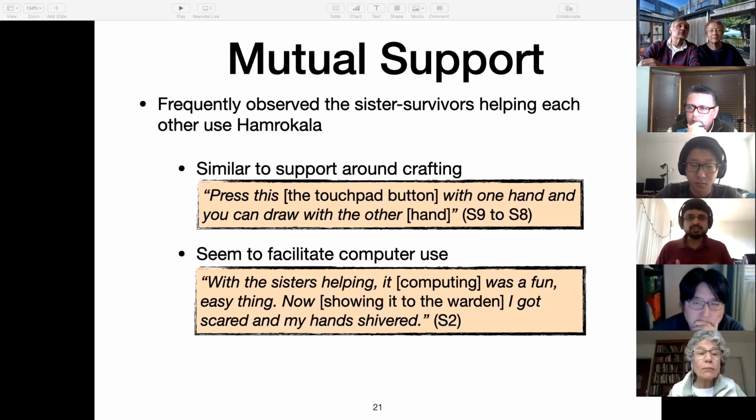Now, while showing it to the warden, I got scared and my hands shivered. Note that the mutual support helped in reducing the fear around technology. But as we heard in S2's account, the fear was not completely overcome.